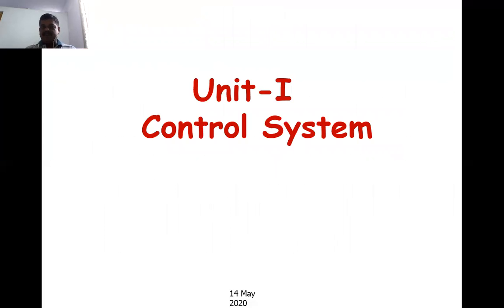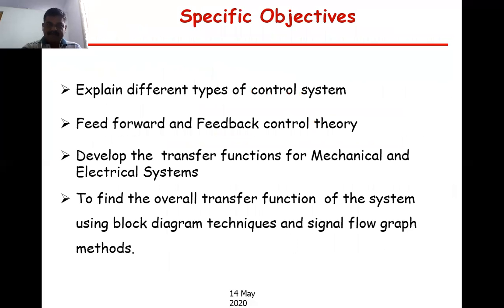So we will start with the first unit. It is the control system. What are the specific objectives for your first unit? If you are studying the first unit, what should you learn? First, explain the different types of control system. How the control system may be classified. It is the popular classification.